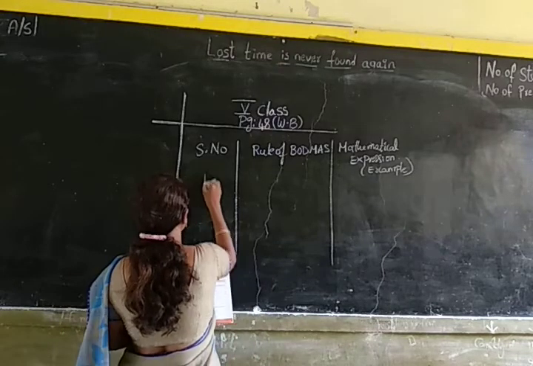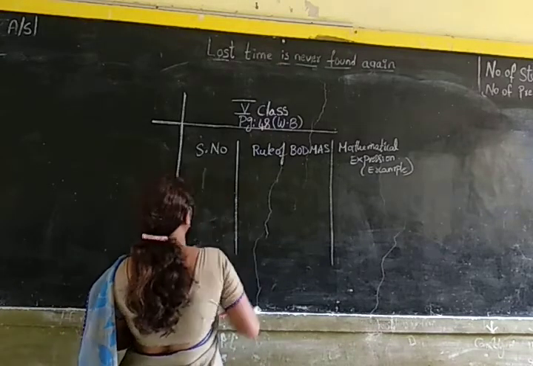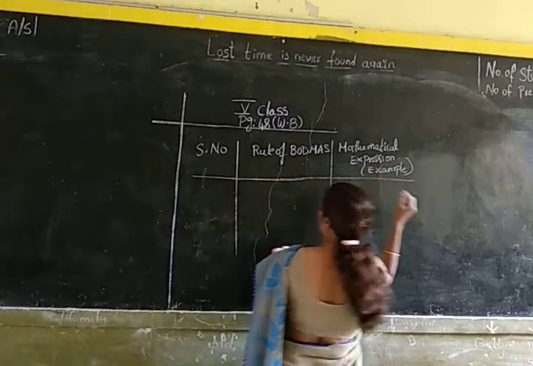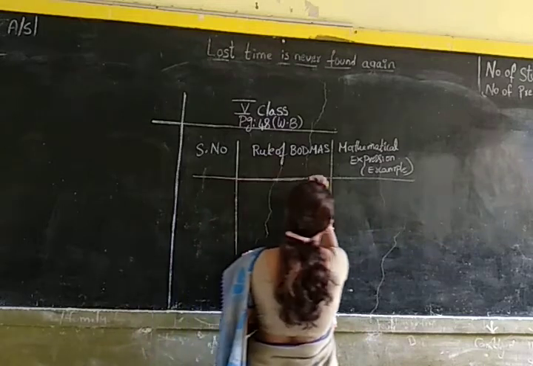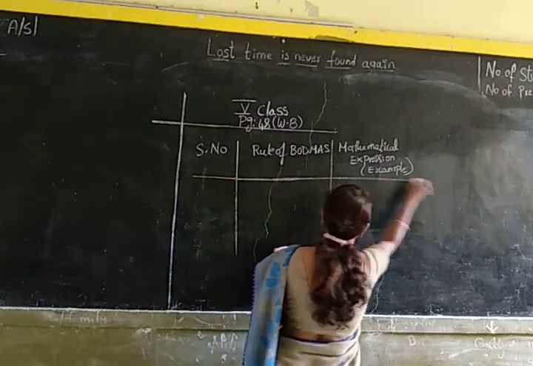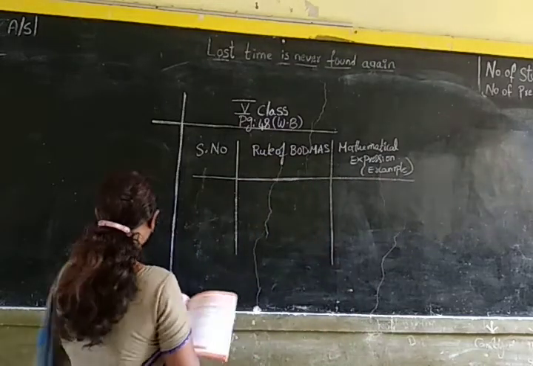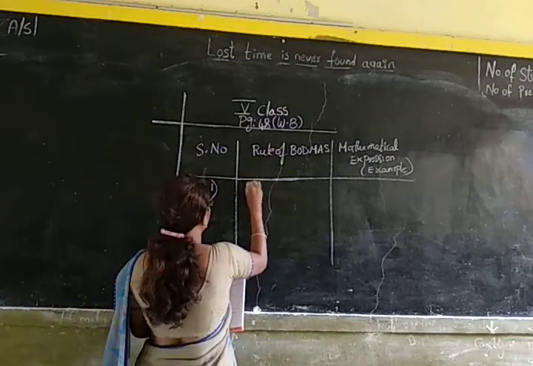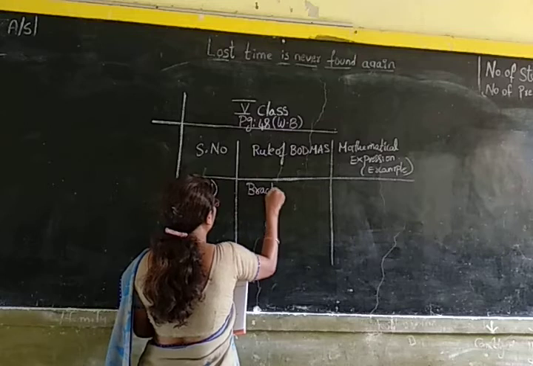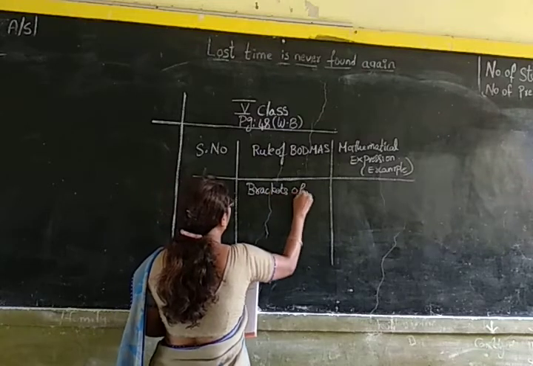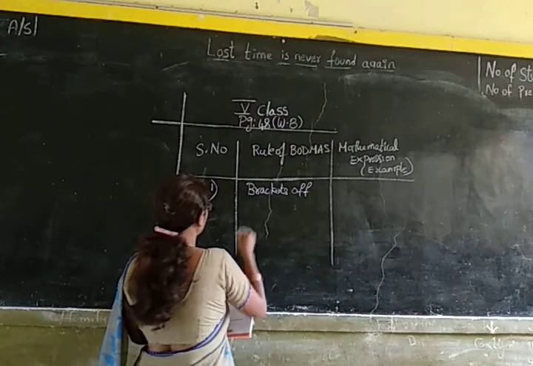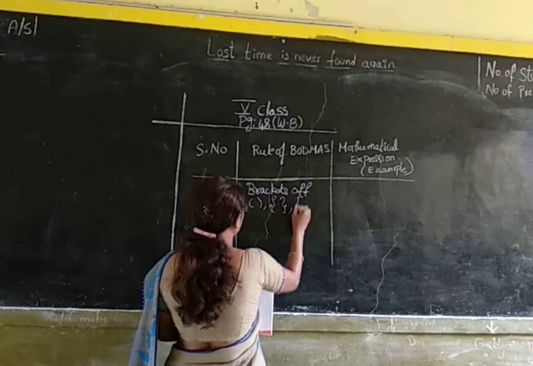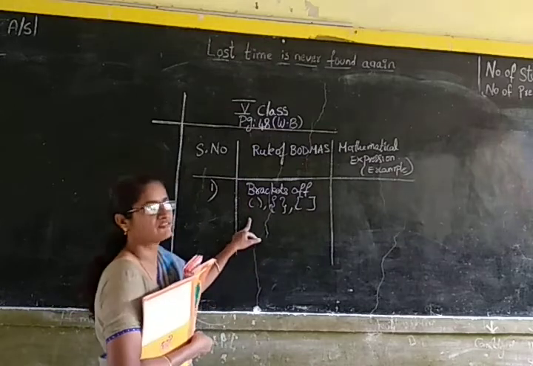So the first rule is brackets off. What we have to do first, we have to off the brackets. First you have to off the brackets. So how many kinds of brackets are there? There are 3 kinds of brackets and you have to off them.